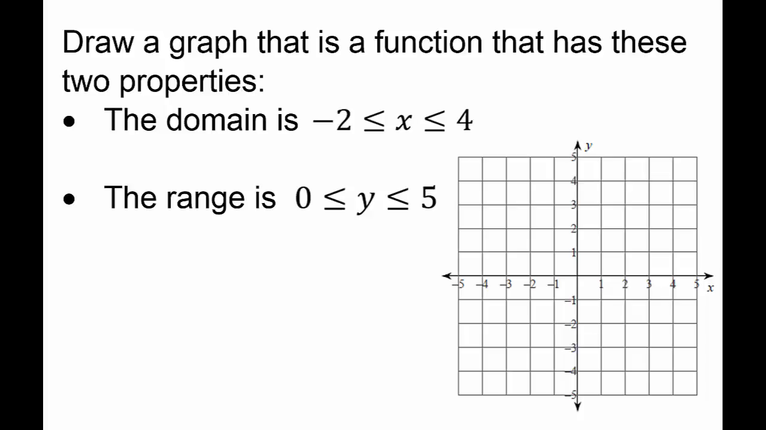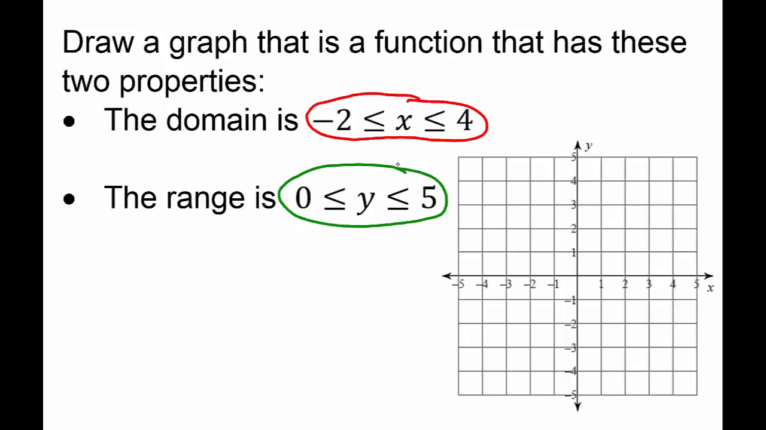Here's something a little bit different. We need to draw a graph so that the domain uses x's between -2 and 4, and the range uses y's between 0 and 5. Let's give it a try. So my x's need to stretch from -2 to 4, and my y's need to go from 0 to 5. So I'll just pick a starting spot at -2 for the x value. Why don't we go up to 5 for the y value?